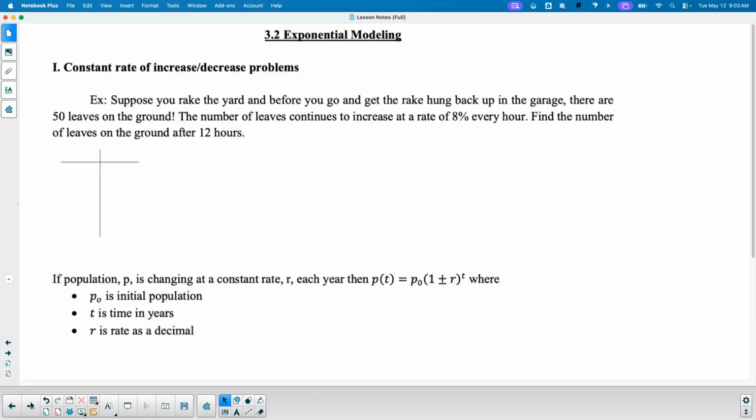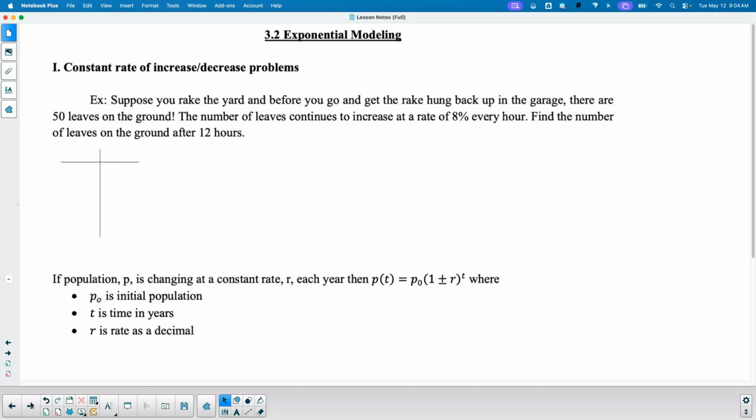All right. So constant rates of increase and decrease. If it's always increasing by 3 each time, that's a linear model, when that rate is constant in that fashion. When the rate is a constant percentage, it is an exponential.